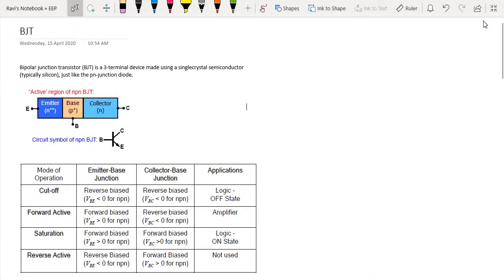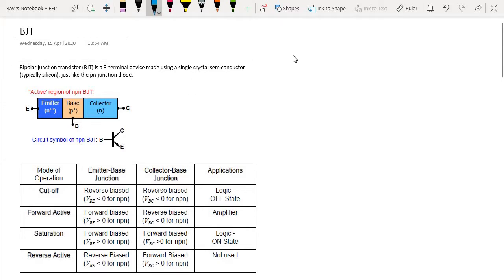Let's discuss how the BJT, or bipolar junction transistor, works. The BJT is basically a three-terminal device made from a single crystal semiconductor, generally silicon. It's very much like your PN junction.